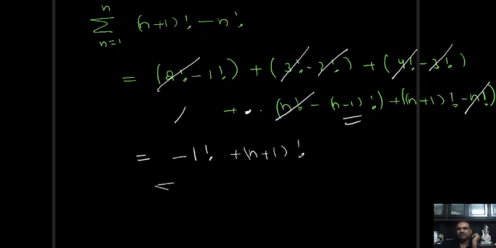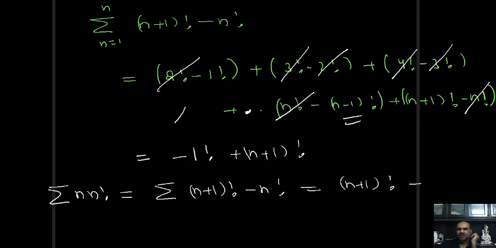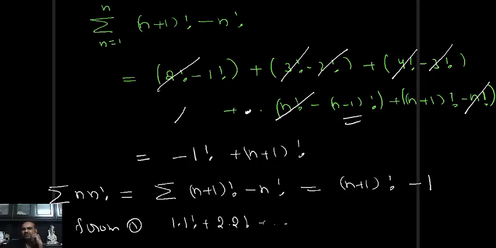What is the meaning of that? Sigma (n+1)! − n!. Actually, this is nothing but sigma n·n!, which equals (n+1)! − 1. So, what is my conclusion? 1·1! + 2·2! and so on, plus n·n!, is equal to (n+1)! − 1.